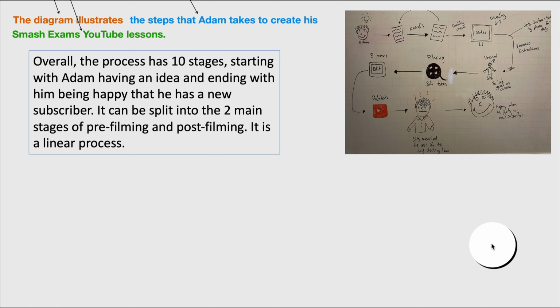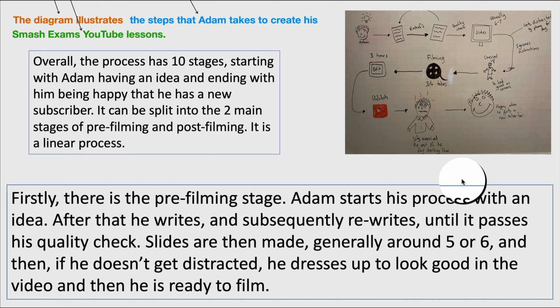Next up is the process. The process, we have our introduction, our overview, and we're going to talk about the pre-filming stage. Firstly, there is a pre-filming stage. Adam starts his process with an idea. After that, he writes and subsequently rewrites until it passes his quality check. Slides are then made, generally around 5 or 6, and then, if he doesn't get distracted, he dresses up to look good in the video, and then he is ready to film. Okay, so in the process diagram, it's good to use firstly, secondly, sequencing words, or after that, or then.